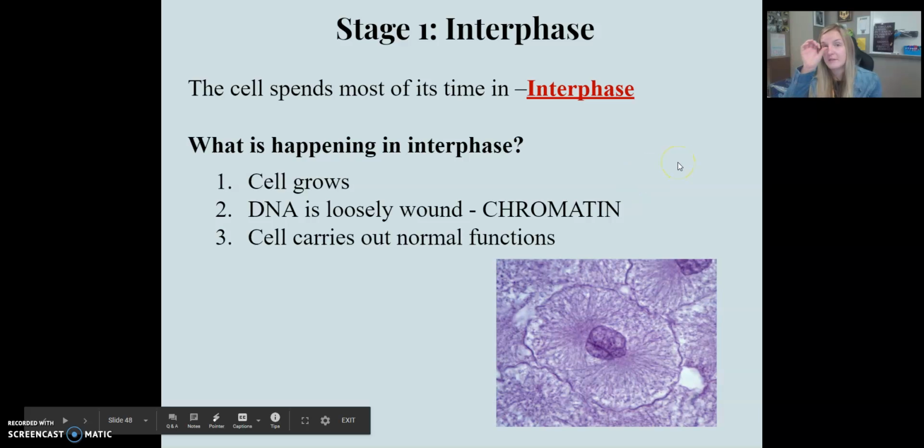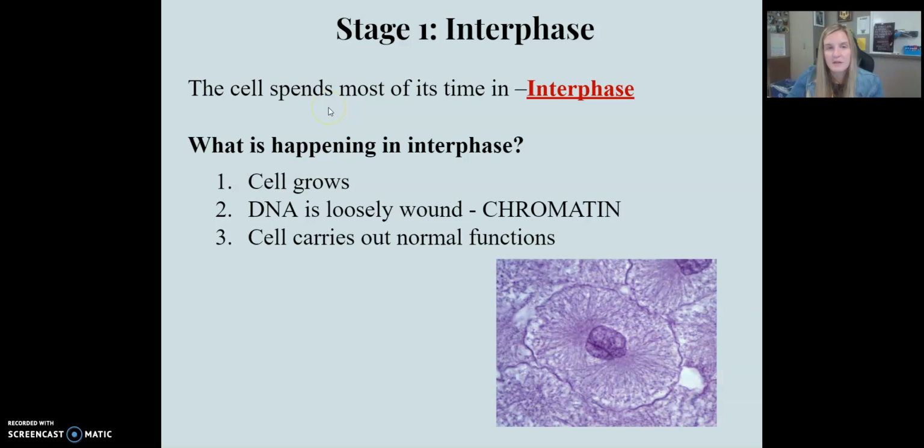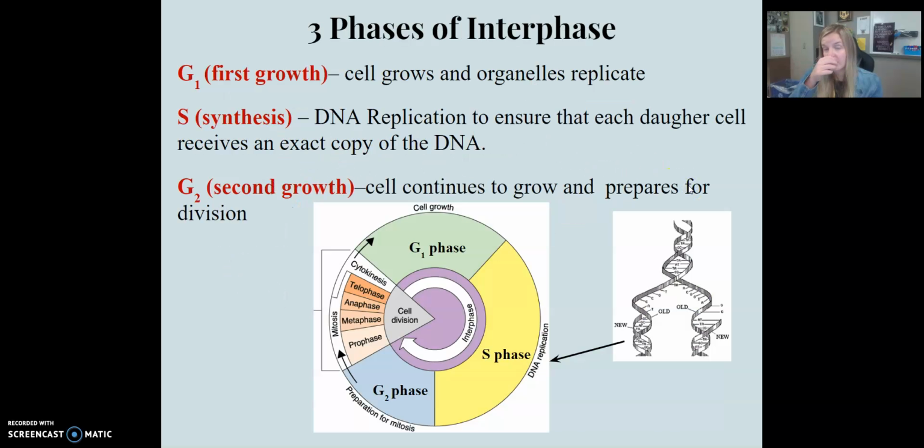So let's talk about stage 1. Stage 1 is interphase. This is where the cell spends most of its time, and it is split up into 3 different phases within interphase because it is so long. In this phase, the cell will grow, DNA will be loosely wound into chromatin, and the cell will continue to carry out normal functions. But depending on which phase it is in interphase, it does different things.